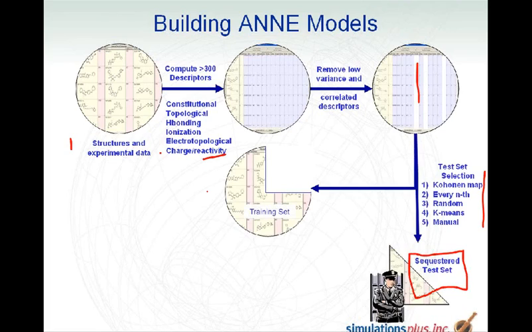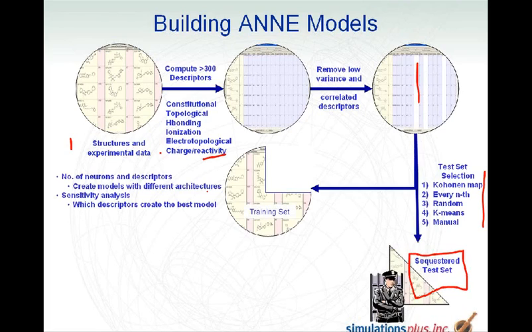The remaining molecules go into a training pool or a training set, and at this stage we need to specify to the program how many neurons and descriptors we're going to use. Now, a priori, we don't know the number of neurons and descriptors that will create the best models, so what we do is experiment and we create a large number of models with different architectures or different numbers of neurons and descriptors. We also need to, since we're reducing the number of descriptors, have a way of selecting what descriptors are going to create the best models. So this is called sensitivity analysis, and we have a number of different methods to select descriptors.